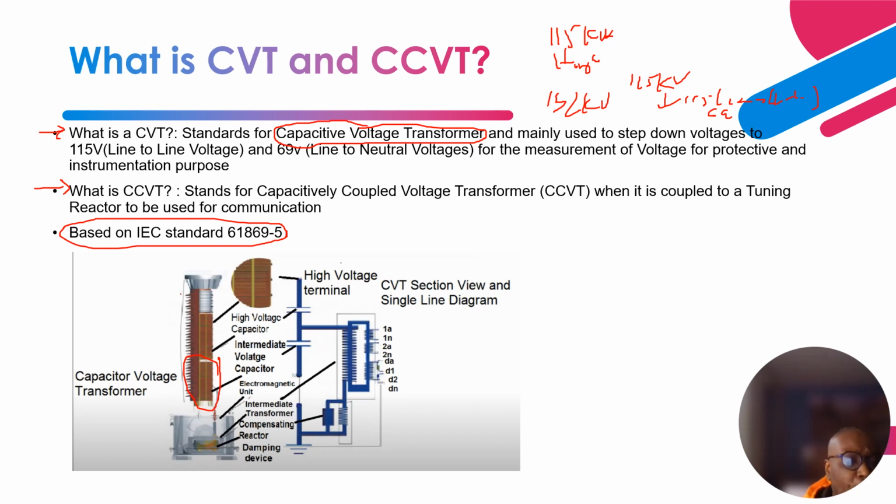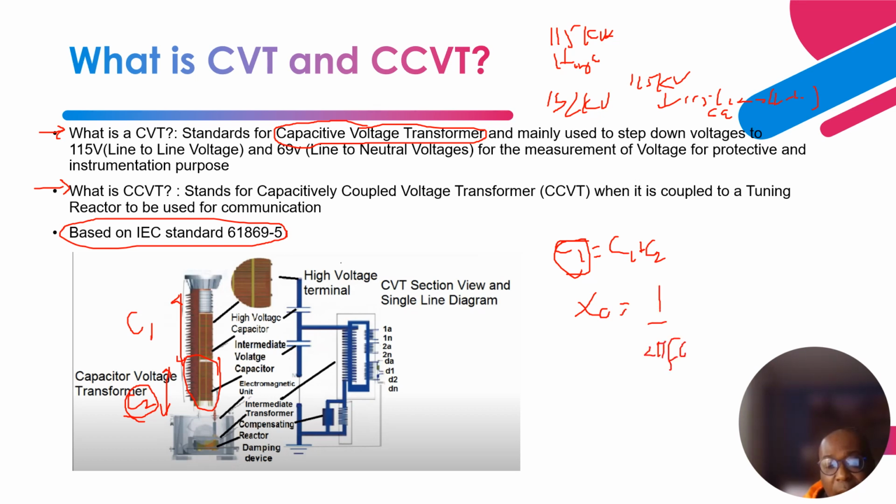Okay, so now the top part here is the C1 capacitor, and the bottom part is the C2 capacitor, right? The C1 capacitor consists of many capacitors that are put in series. You can have about hundreds of these capacitors put together to achieve the C1 capacitor. Then the C2 capacitor is a much larger capacitance. The impedance is 1 over 2 pi f C, right? So if C is high, that translates into a lower impedance.